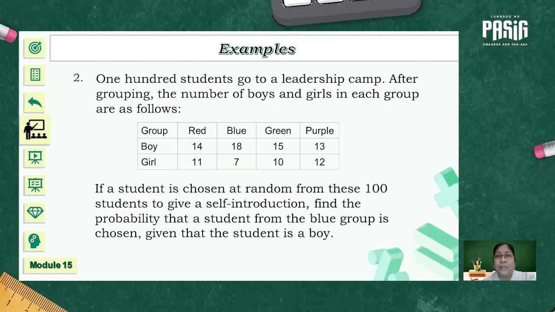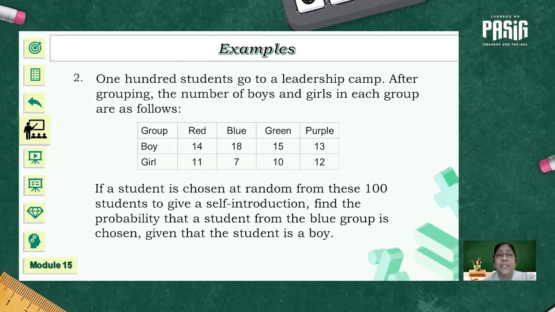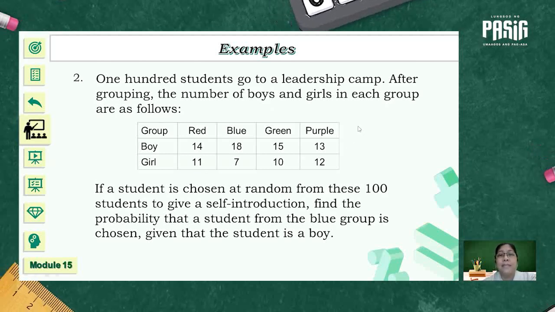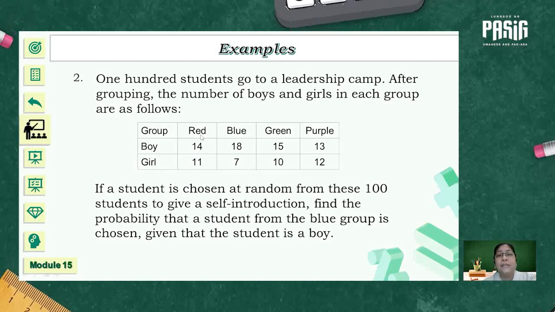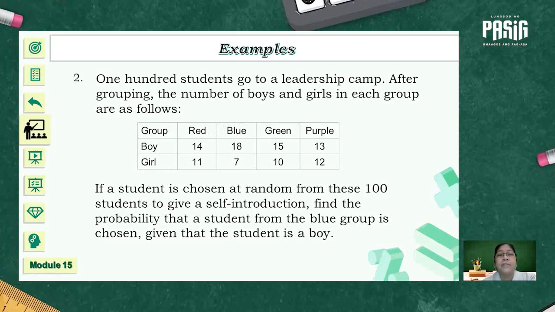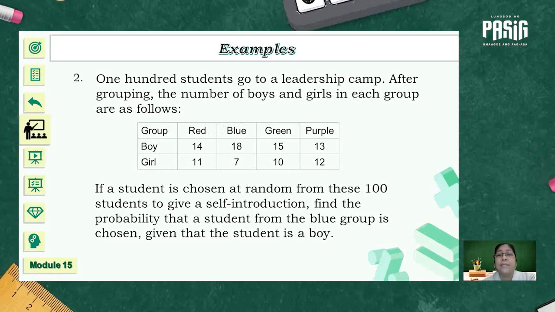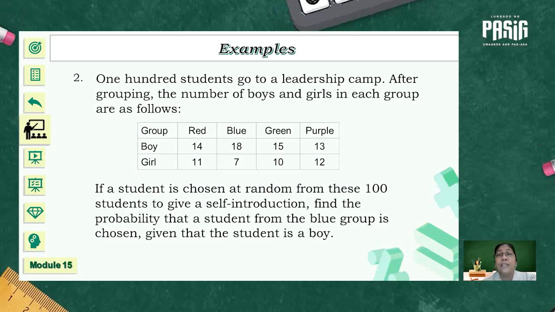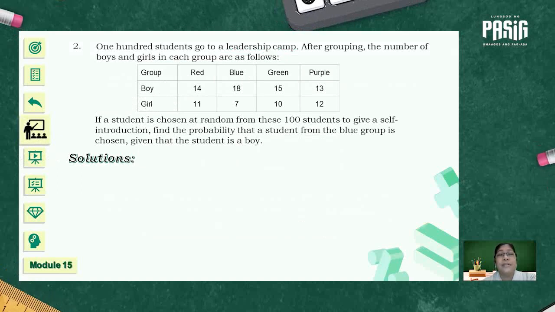100 students go to a leadership camp. After grouping, the number of boys and girls in each group are as follows. We have here a two-way table containing the boys and the girls and the different groups. If a student is chosen at random from these 100 students to give a self-introduction, find the probability that the student from the blue group is chosen, given that the student is a boy. So for our solution, we need the two events.